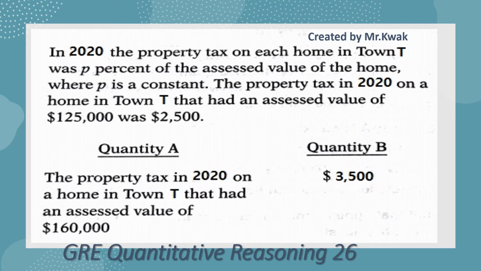Then, did you solve the question, guys? Let's read the question one more time and underline the important factors together. In 2020, the property tax on each home in town T was P% of the assessed value of the home, where P is a constant. The property tax in 2020 on a home in town T that had an assessed value of $125,000 was $2,500.